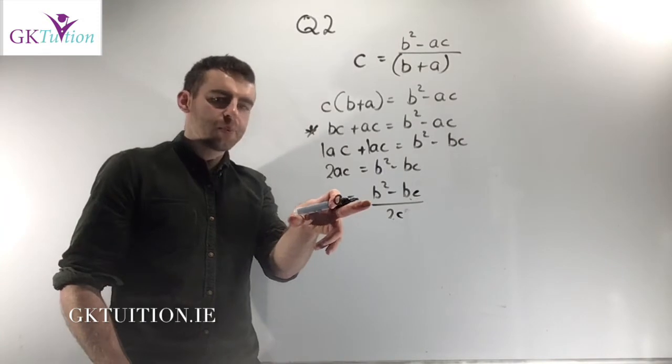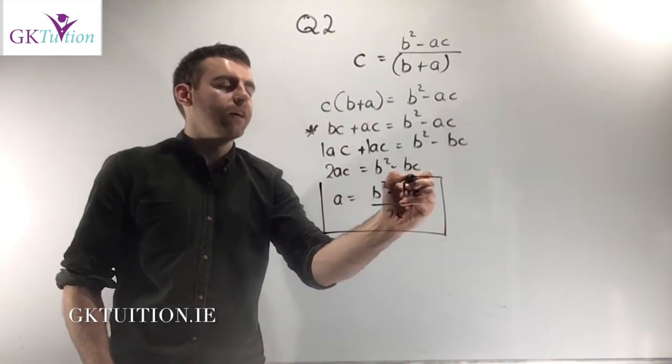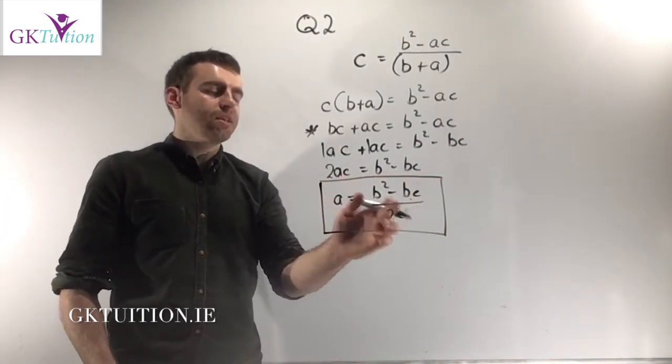It doesn't make sense. So my final answer, fully simplified, is a is equal to b squared minus bc over 2c.